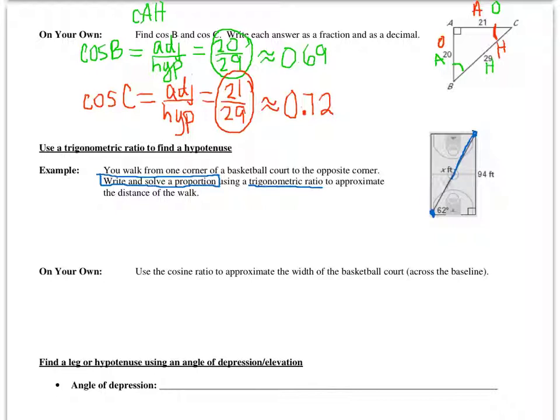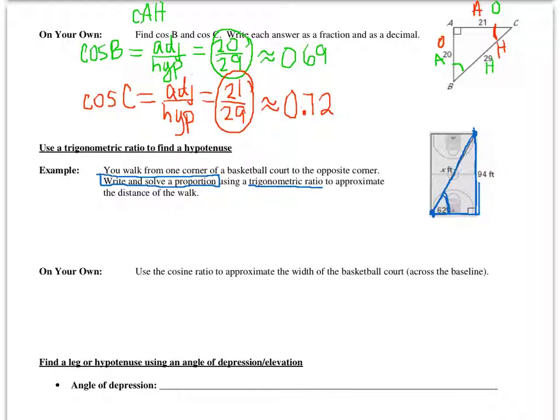So we're walking this path right here. We want to find x. I see that I've got this angle right here that's 62 degrees, so I'm going to use this side. And this is a right triangle, so I know that I can use trig ratios. I only use my trig ratios with right triangles.